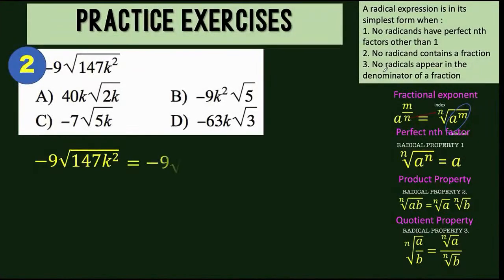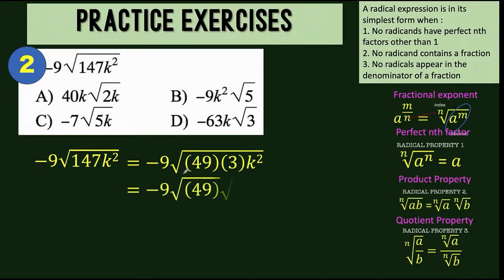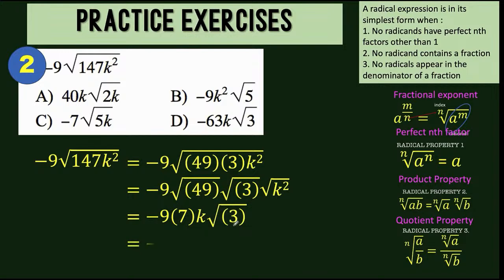So we can simplify this by writing 147 as 49 times 3. You are looking for a perfect square so that we can write that outside the square root symbol. Then we can apply the product property of radicals to separate them and simplify. The square root of 49 is 7, and the square root of k squared is k. The square root of 3 cannot be simplified anymore, so we just copy it. And negative 9 times 7 is negative 63. Copy k, copy the square root of 3. That is now our answer.